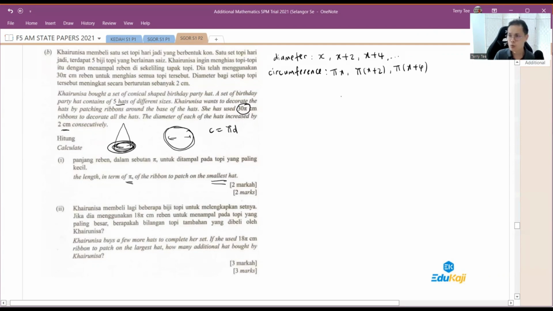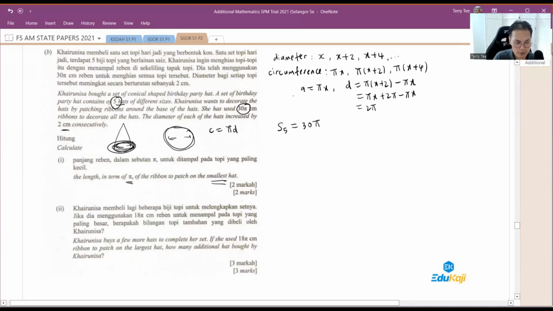Okay. So the main thing to note is I want to find my common difference. I know my a. My a is pi x. My common difference is pi times x plus 2, minus pi x. So when you expand this, it is pi x plus 2 pi minus pi x, which gives us 2 pi. And I know my total, Sn. How many hats do you have? She has 5. So Sn, the total length of the circumference, must equal 30 pi. And what are we finding? We're finding the length of ribbon on the smallest hat, which is your a.